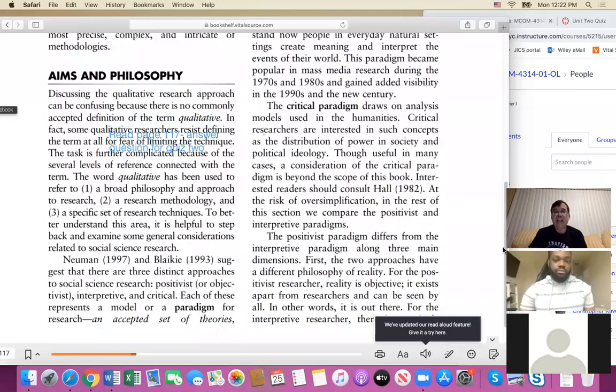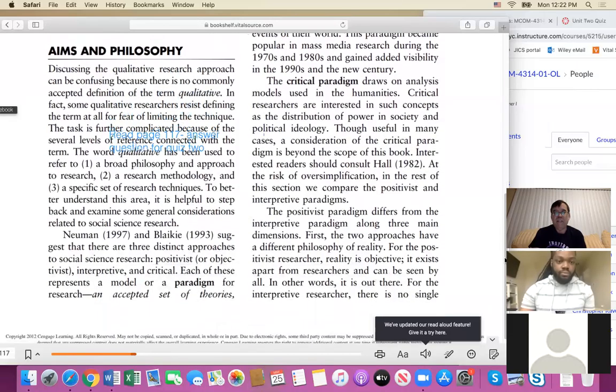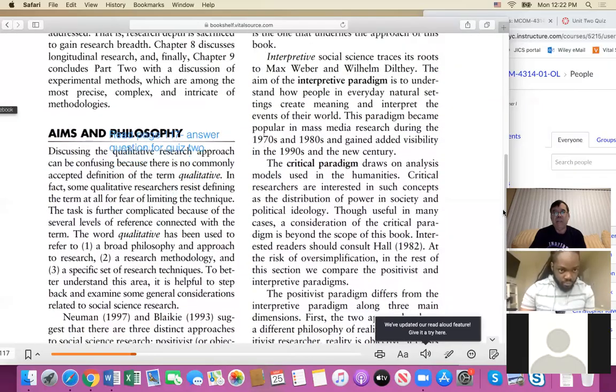Now, the critical paradigm is a third paradigm. It draws on critical analysis, and it's used in the humanities. Critical researchers are interested in such concepts as power and society, and when you're critical of something, you try to tear it apart and be very critical of it. Okay, so you got the positivist, you got the interpretive, you got the critical. Those are the three main ones.